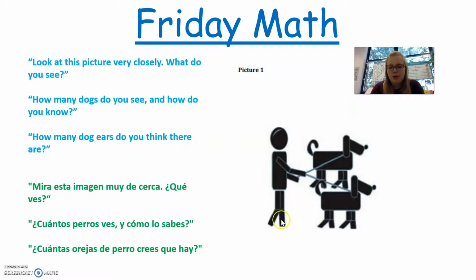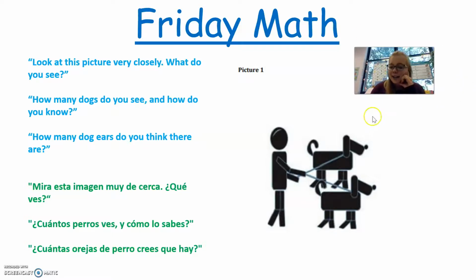I see a person, and I see that that person's walking 2 dogs. How many dogs do you see, and how do you know? I see 2 dogs, and I know that because I can count them. 1, 2, right? Alright, last question for this picture. How many dog ears do you think there are? Write your answer down, okay? How many dog ears do you think there are?